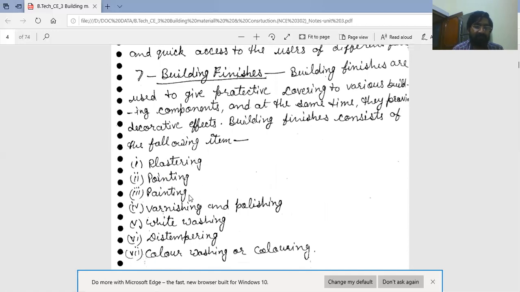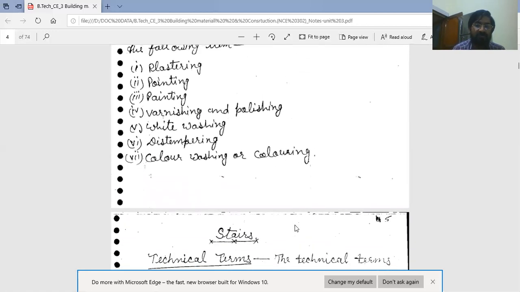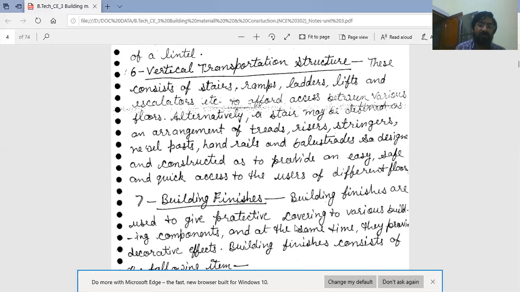Painting, all types of painting for internal walls and external walls. Varnishing and polishing. Varnishing is basically used for wooden items and furniture. Whitewashing, distempering, color washing or coloring. So these are the basic parts or components of any building.